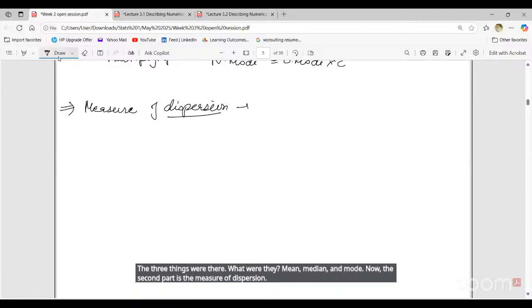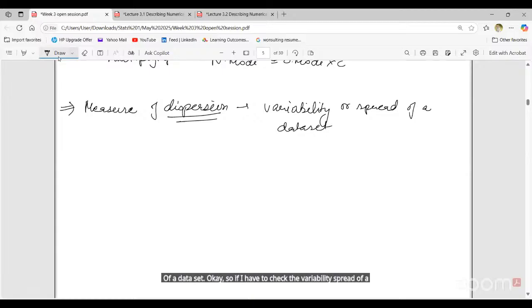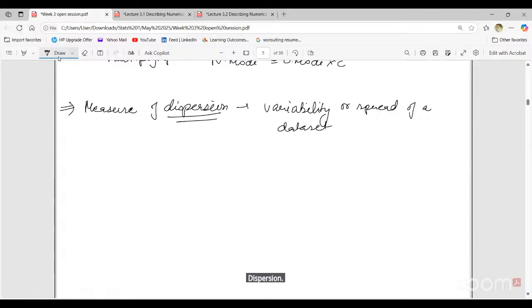What do you mean by measure of dispersion? Variance and standard deviation. If I have to calculate the variability, or you can say the spread, of a data set, I do the measure of dispersion. In the measure of dispersion, we have 4 things.